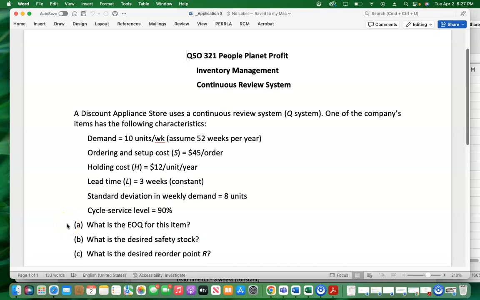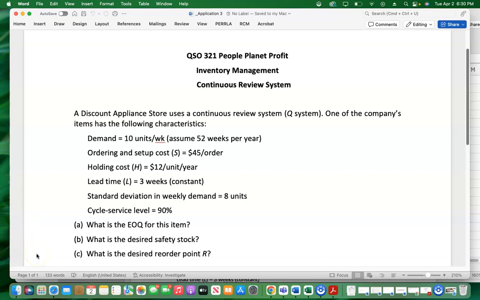Hi everyone and welcome to QSO 321 People, Planet and Profit, and the topic is inventory management. We're going to use the continuous review system to analyze the inventory position of one of the company's items to see if the company is ordering the right amount or if it is ordering more or less.